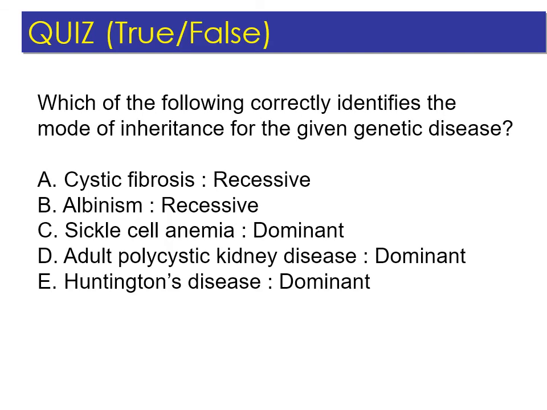Which of the following correctly identifies the mode of inheritance for the given genetic disease? A. Cystic fibrosis, recessive. Correct. B. Albinism, recessive. Correct. C. Sickle cell anemia, dominant. False. D. Adult polycystic kidney disease, dominant. True. E. Huntington disease, dominant. True.